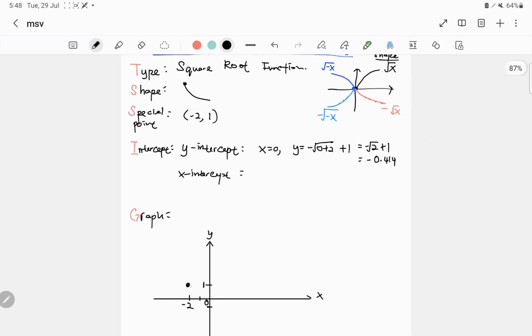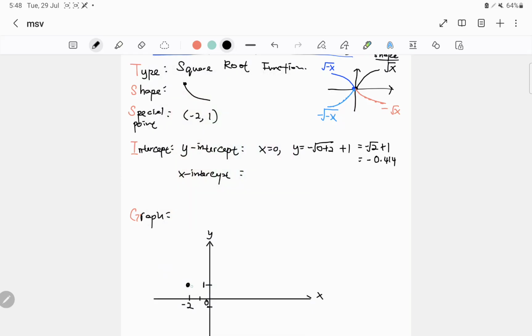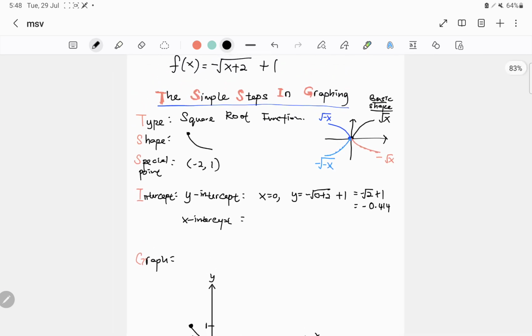So you see I plotted the special point already. And then I also got the y-intercept. I plot the y-intercept, roughly around here, negative 0.414. So I know the shape of the curve, I know the starting point, so I drag this way. After I drag the curve, I can see the curve passing through the x-axis, so I know there must be an x-intercept. So now I find the x-intercept because I want to label it.